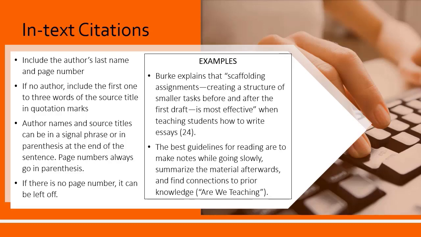In the first example here, we use a signal phrase to identify the author, Burke, and then we place the page number in the end with parentheses, as noted. In the second example, we have no page number or author, so we're using the first 3 words of the title in quotation marks and in parentheses.